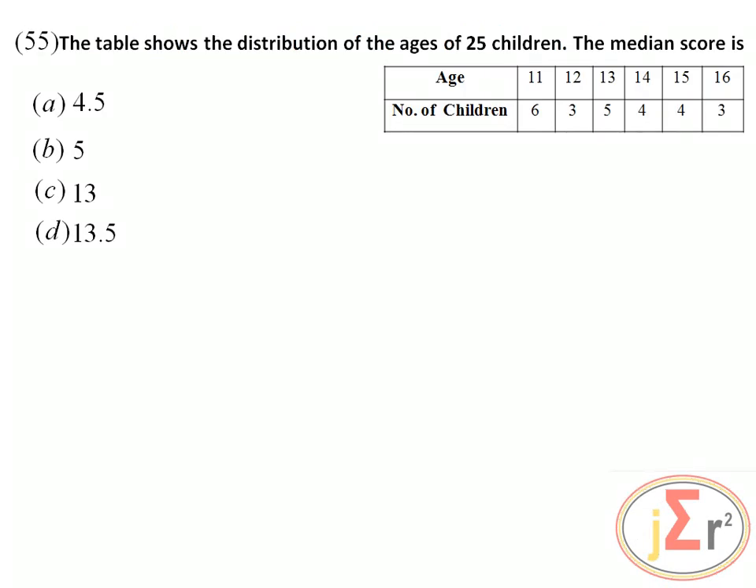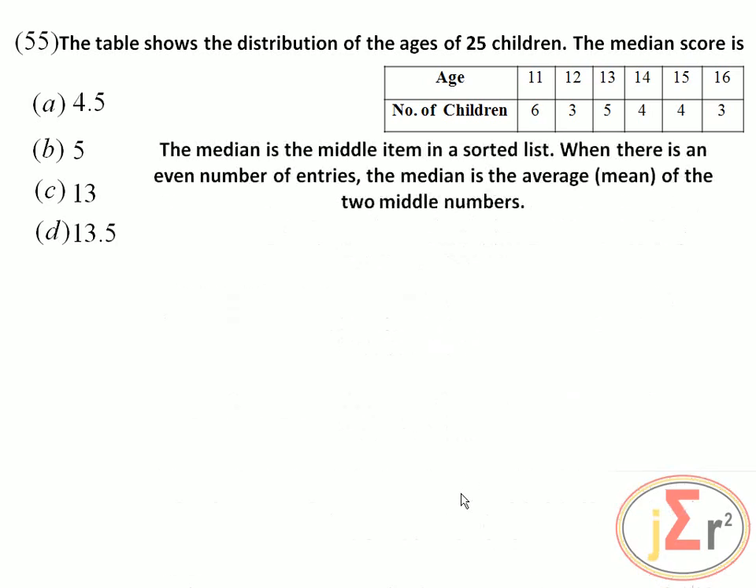On this occasion, we need to determine the median score. That's what we need to find. The median score. The distribution is the same as in the two previous problems. But on this occasion, we need to find the median score. The median is the middle item in a sorted list.